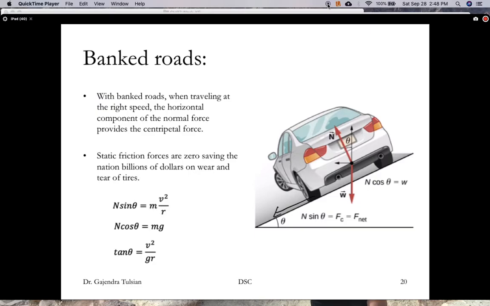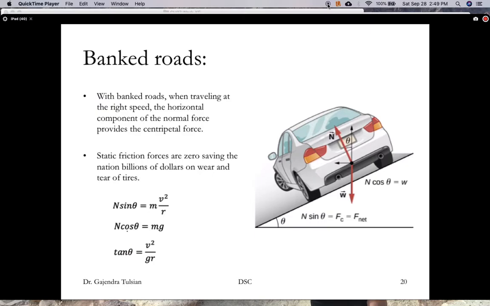Okay, so for speeds greater than the speed implied by this equation. Okay, so we'll assume that we don't need the static friction force. And then if you divide this equation by this equation, what you get is tan theta, and tan theta is equal to v squared over g r.